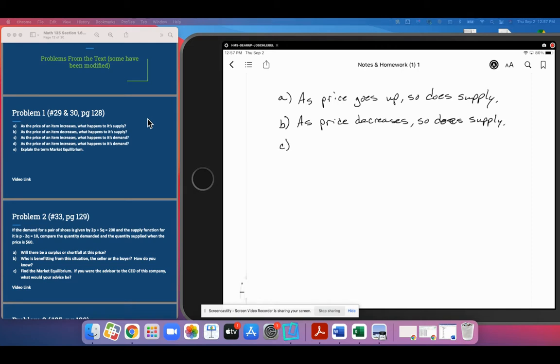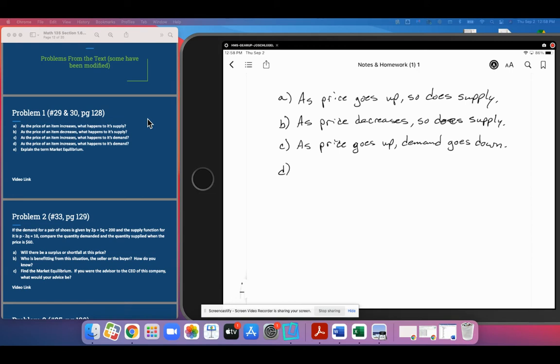Part C, we're asked the same question, but this time about demand. And so now we're thinking about this from the perspective of the buyer. As the price increases, the buyer is less likely to want to buy it. So this is actually the inverse or the opposite of A. So as price goes up, demand goes down, because as the price goes up, people are not interested in buying as much of it.